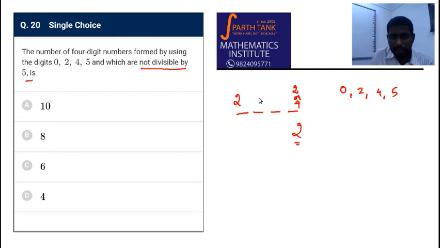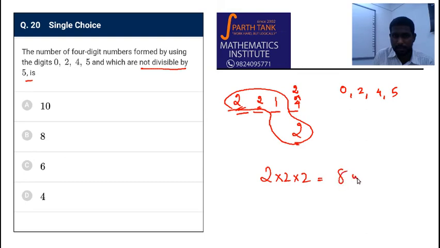In the next place, we will have 2 ways, and this place will have the last 1 way. So the total is 2 into 2 into 2, which is 8 ways. So there are 8 numbers that can be formed. Option B, 8. Very simple.